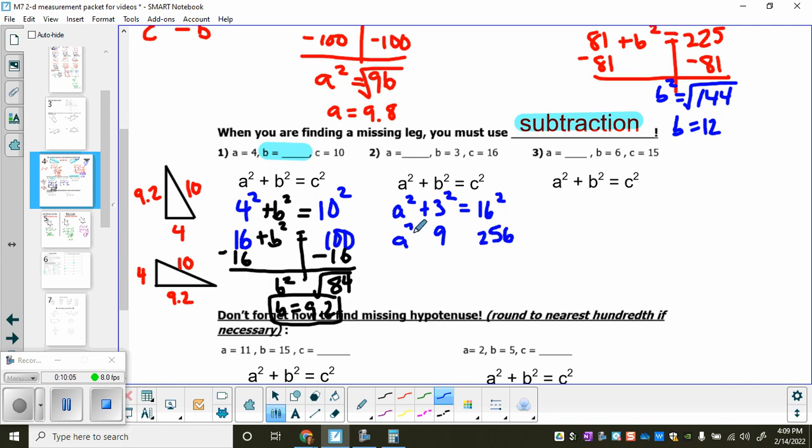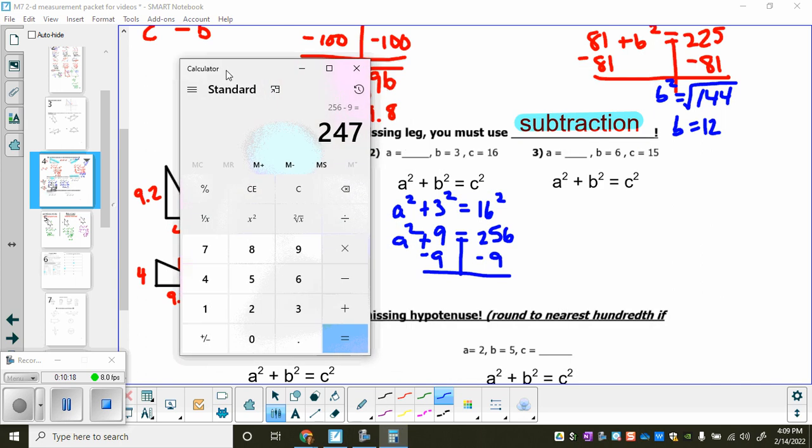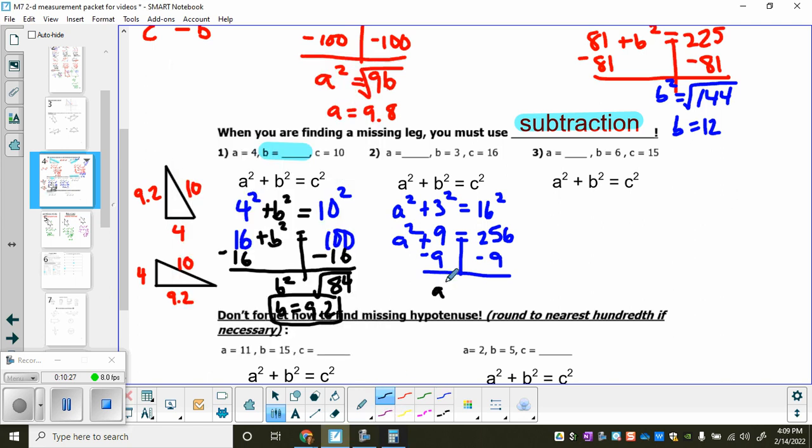You have A squared plus 9 equals 256. All right, let's subtract that 9. 256 minus that 9 is 247. Now we don't know the square root of that, so I'm going to go ahead and hit square root. And that'll be 15.7.